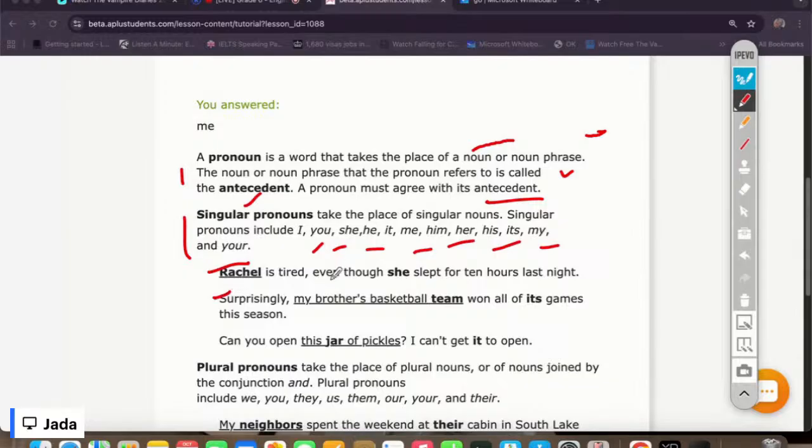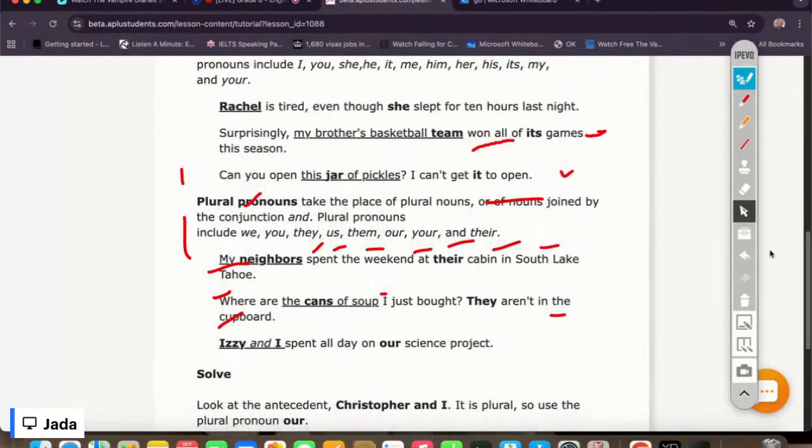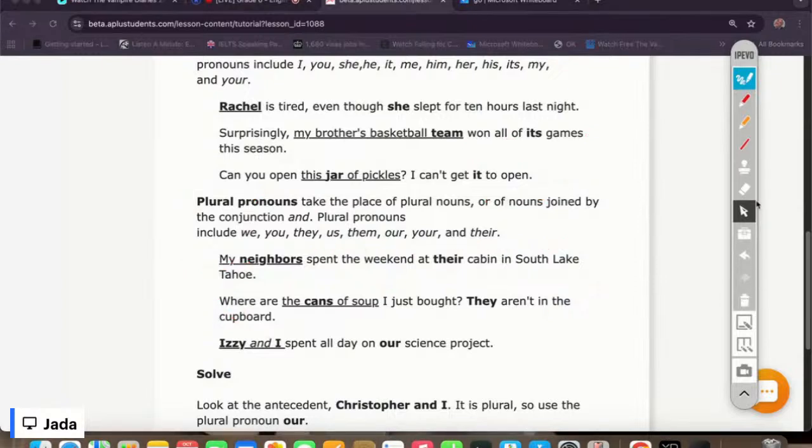So, Rachel is tired even though she slept for 10 hours last night. Surprisingly, my brother's basketball team won all of its games this season. Can you open this jar of pickles? I can't get it to open. So that is to say that the pronoun and the noun must agree. If it's singular, you have singular pronouns, okay?